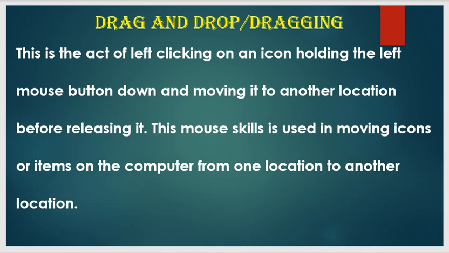So we'll end our lesson here. These are the five main mouse skills: clicking, double clicking, selecting, pointing, and drag and drop. Let's look at our next assignment.